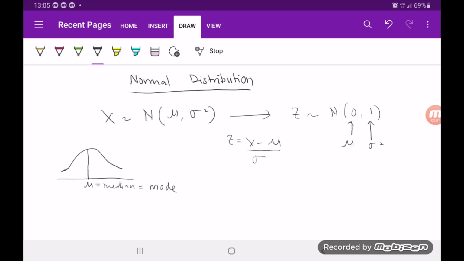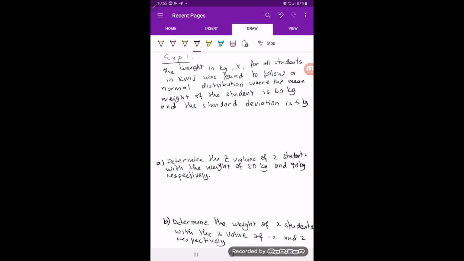Okay, for the example, the weight in kg, x, this is the normal distribution variable x for all students in KMJ was found to follow a normal distribution where the mean weight of the student is 60 kg and the standard deviation is 5 kg. But here, find out the information given.